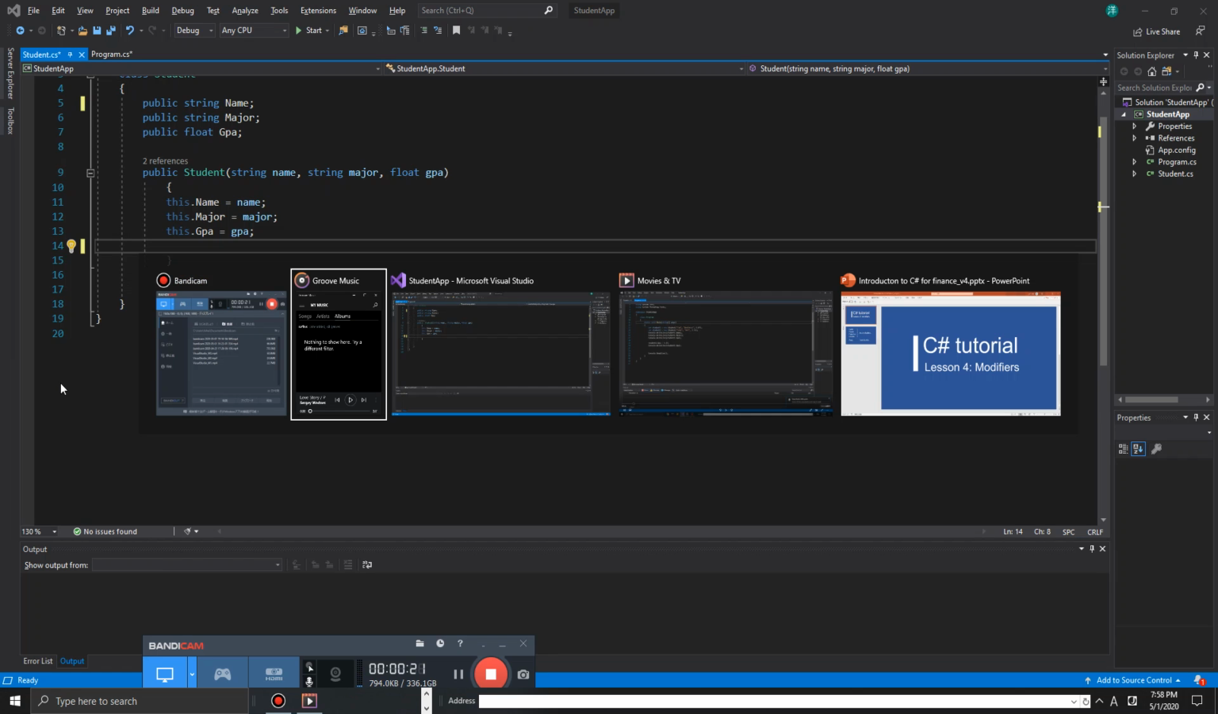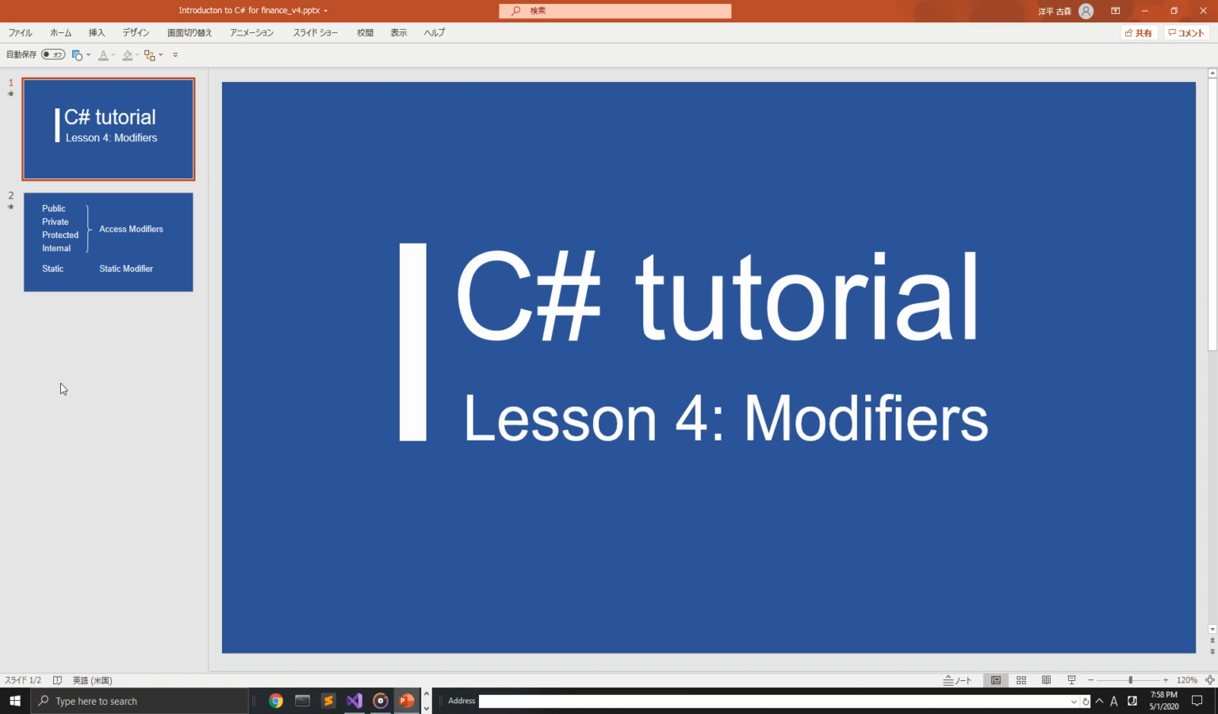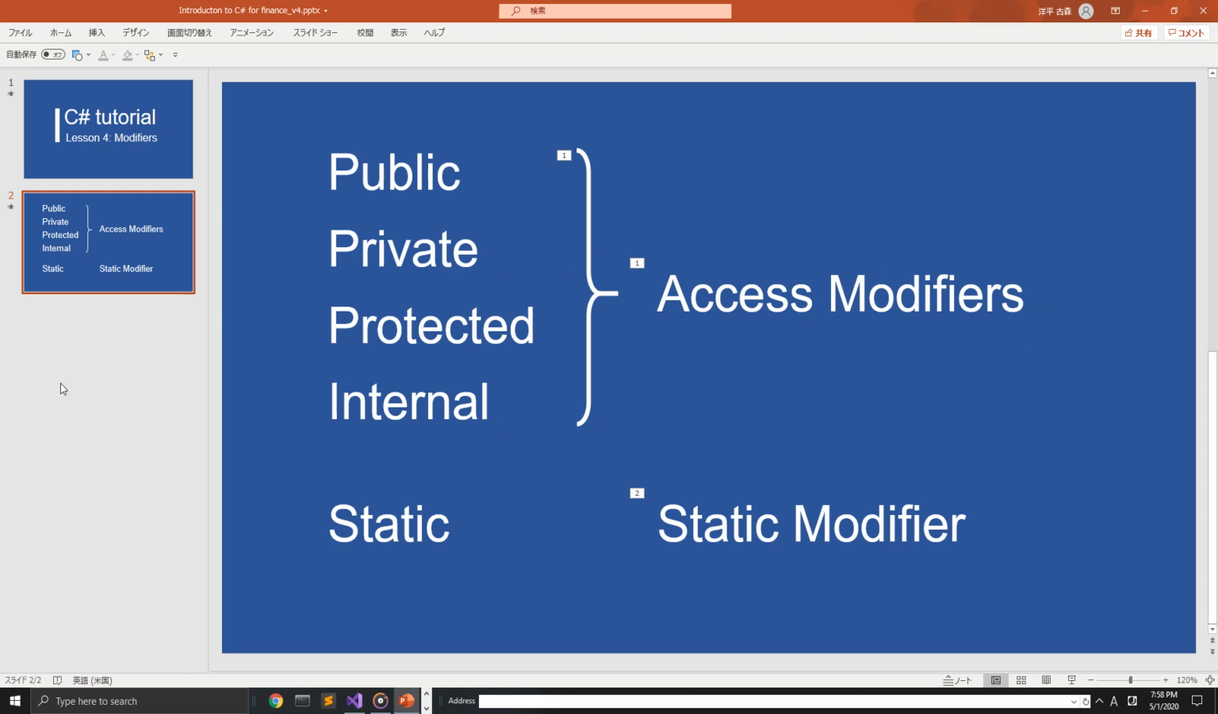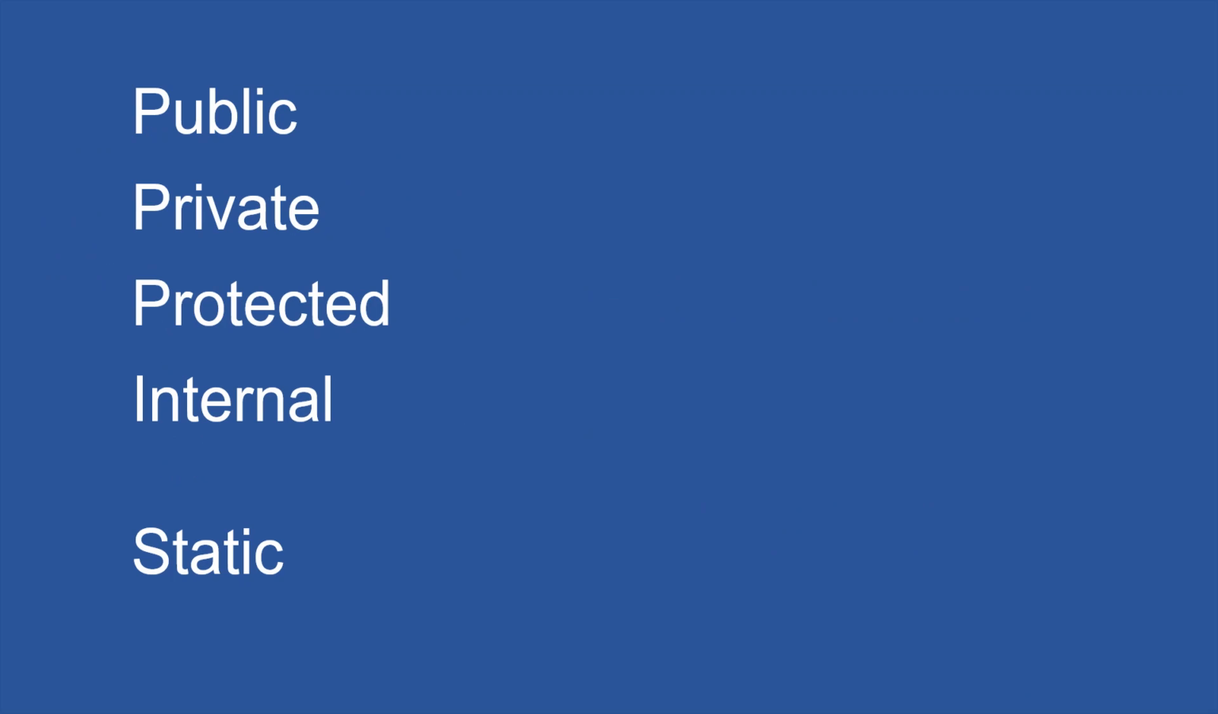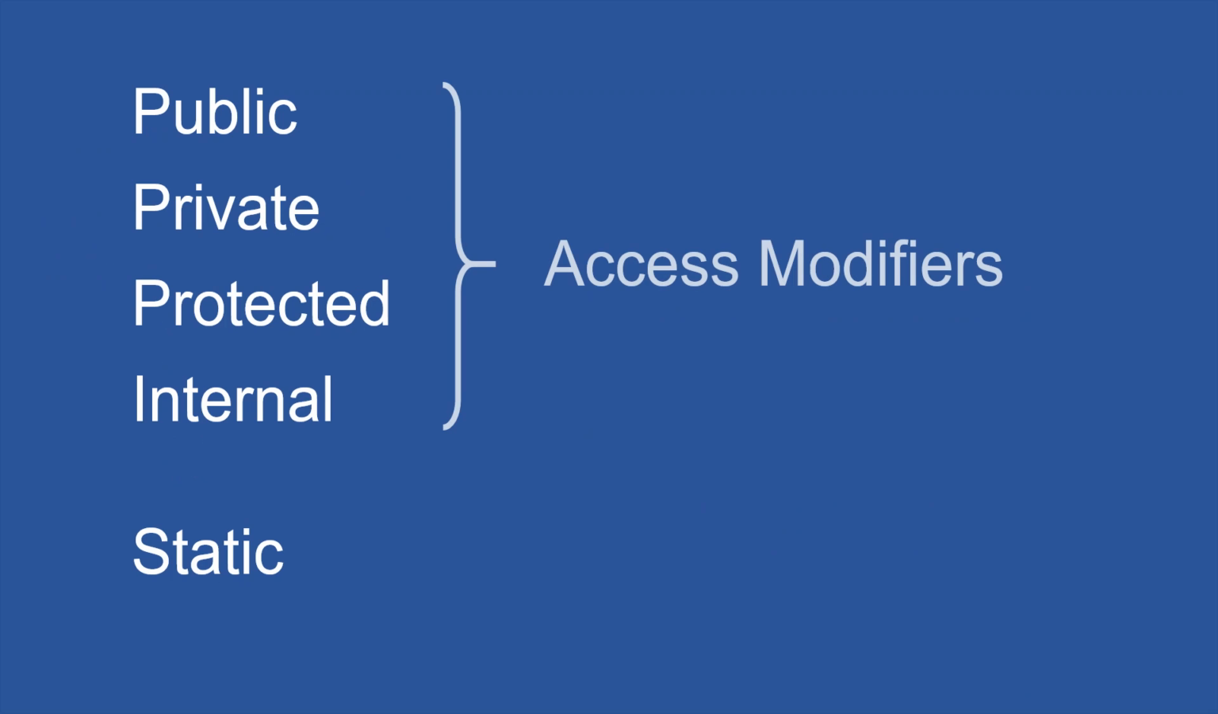Okay, in this lecture, I want to talk about modifiers. I guess you may have seen these keywords: public, private, protected, internal, static, in front of methods or in front of variables. Public, private, protected, and internal are called access modifiers. And static is different. It is called the static modifier.